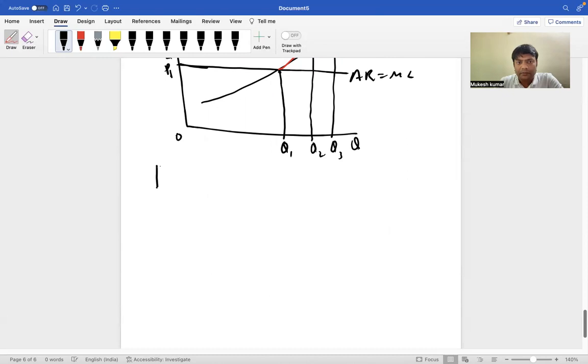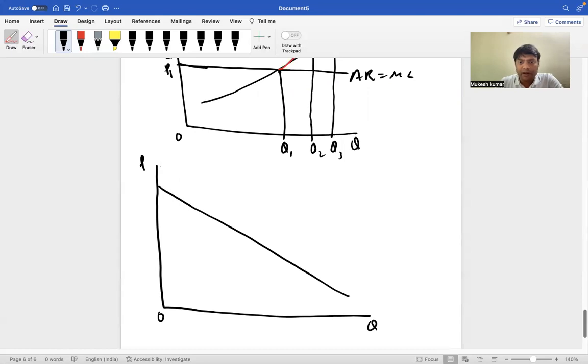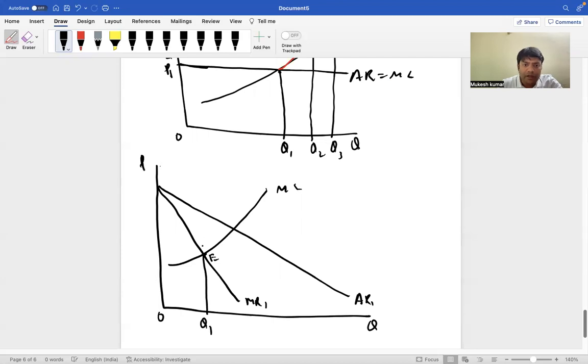Suppose that we take one case here with price, quantity, and suppose that this is one demand curve AR1. We just said the demand curve is similar to the average revenue, and suppose that this is the marginal revenue curve, and suppose this is the marginal cost curve. So this is the equilibrium point, and the monopolist will produce this much units of output and charge this much price.